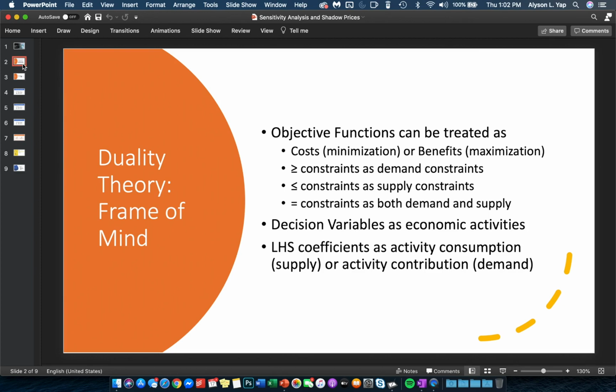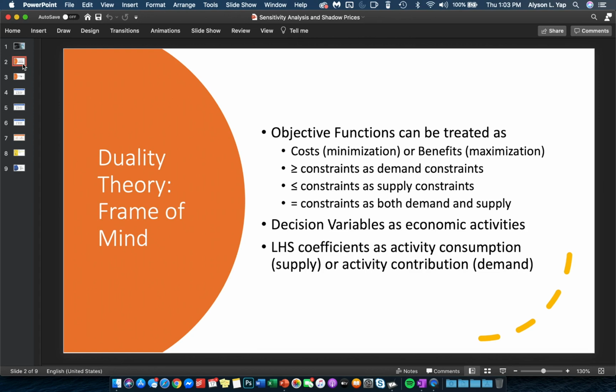Discussing duality theory requires a certain frame of mind. What is this frame of mind that is needed in order to understand duality theory? Well, first, when we talk about objective functions, either minimization or maximization, they should be seen either as cost functions or benefit functions. If your objective is to minimize, then your objective function can be seen as some cost function. However, if your objective is to maximize, then the function associated with this objective can be seen as some form of benefit. Something that is good we would like to maximize, something that is bad or has a cost we would like to minimize.